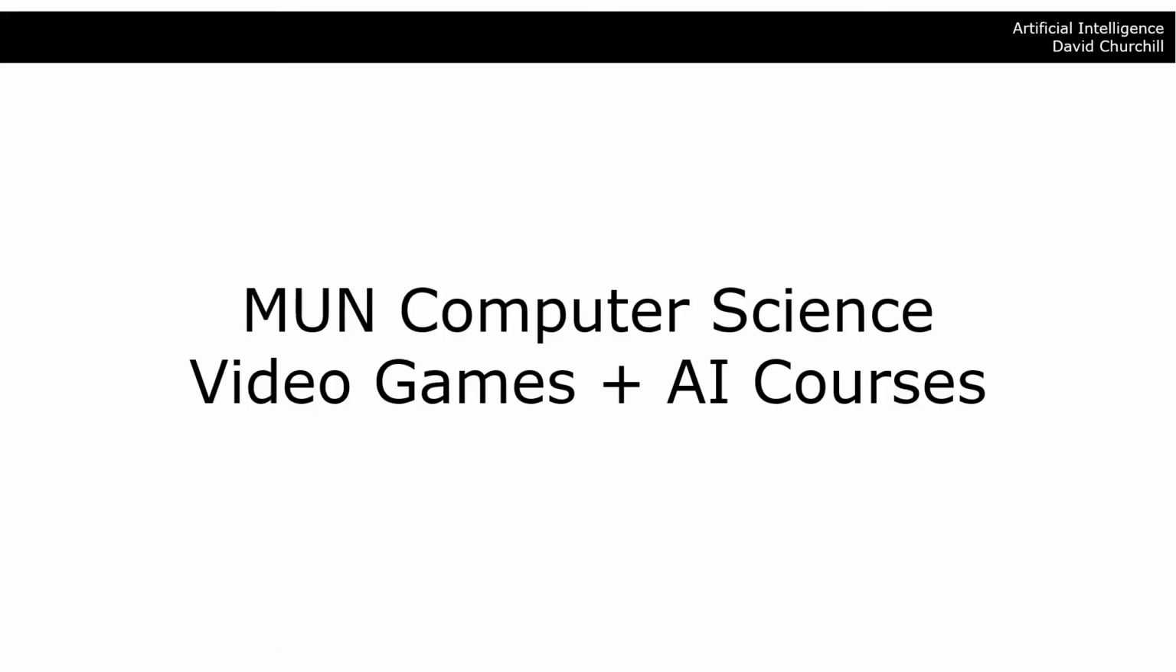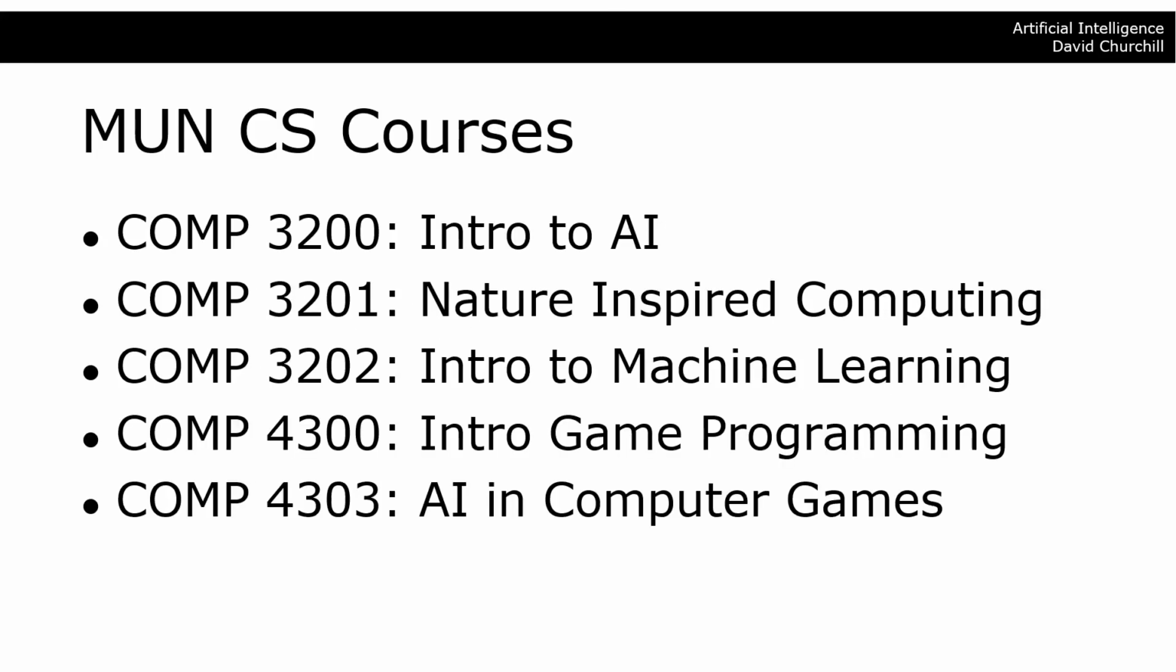And finally, I'd just like to briefly point out the different computer science courses that we have relating to video games and AI, in case you're interested in taking any of them. So in computer science, we have a number of these courses. For example, Computer Science 3200, which is the Intro to AI course that I teach. There's also Computer Science 3201, which is Nature-Inspired Computing. 3202, which is Intro to Machine Learning. Then there's 4300, which is Introduction to Game Programming. And finally, 4303, which is AI in Computer Games.